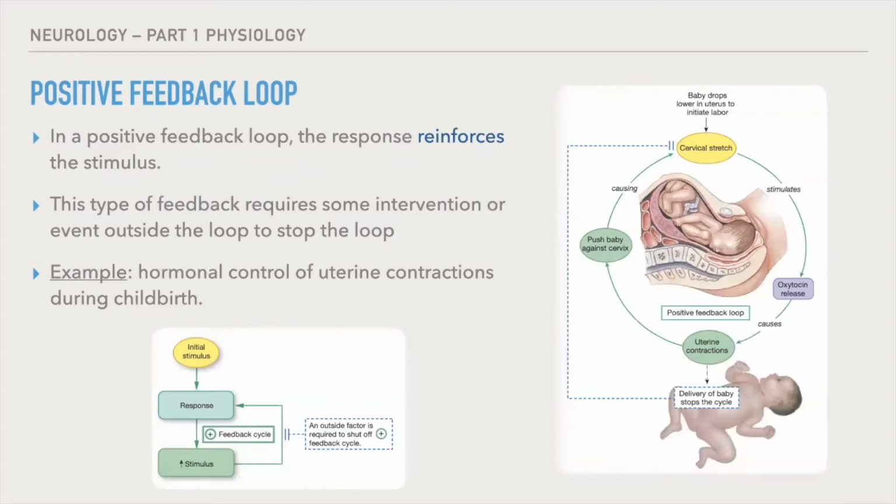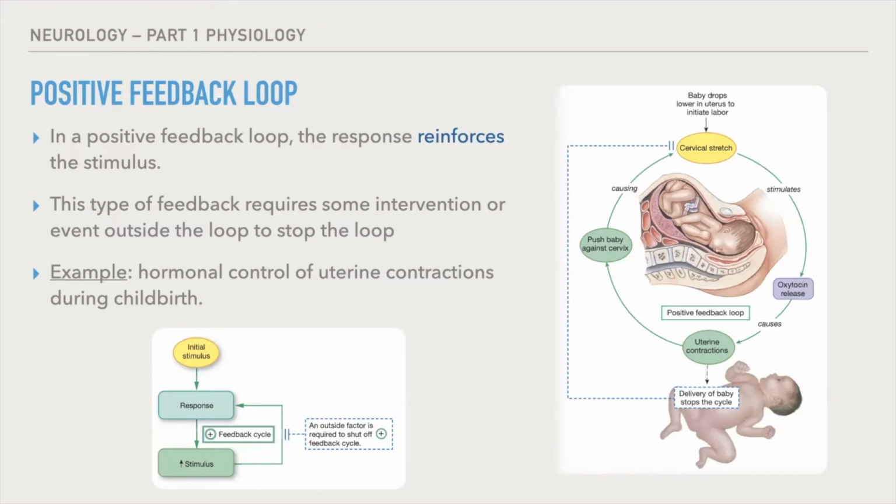In positive feedback loops, the response reinforces the stimulus rather than decreasing or removing it. And this might sound weird, but it will make sense with the example that I will give later. Because the response reinforces the loop, this will destabilize the system and initiate a vicious cycle of increasing response that sends the system out of control. This type of feedback requires some intervention or event from outside the loop to stop the response.